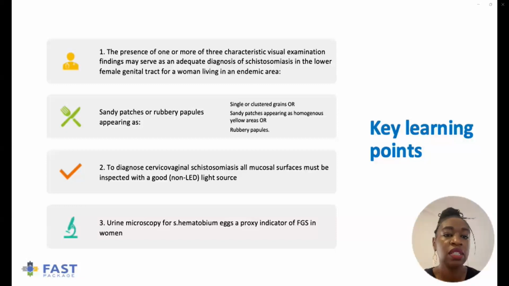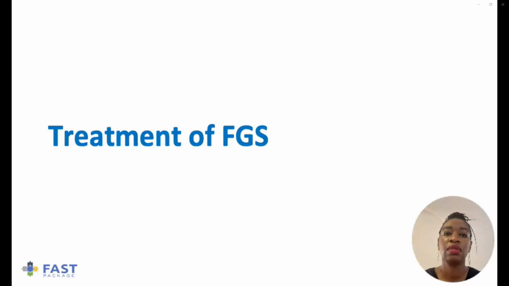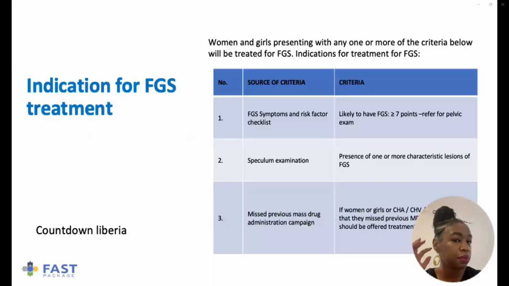And to diagnose this, you need to look at all the mucosal surfaces with a good non-LED light source. And then after that, you will either use the laboratory arm to help you strengthen your diagnosis. But remember, presence of these lesions is important and is enough for you to start the treatment for FGS. So what is this treatment for FGS?